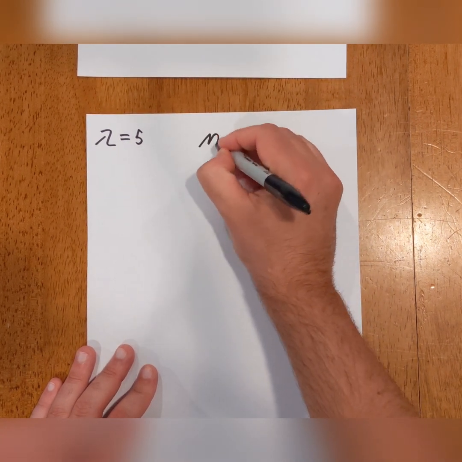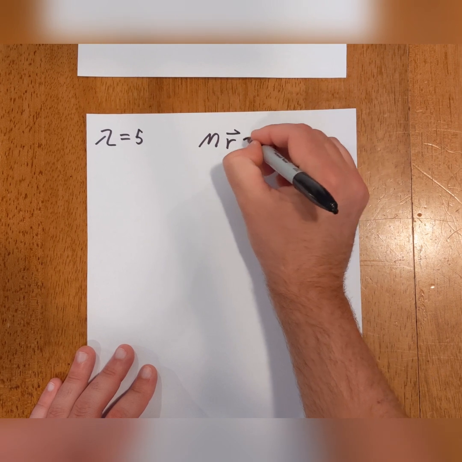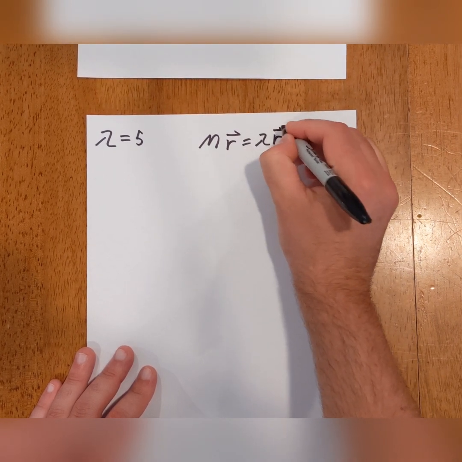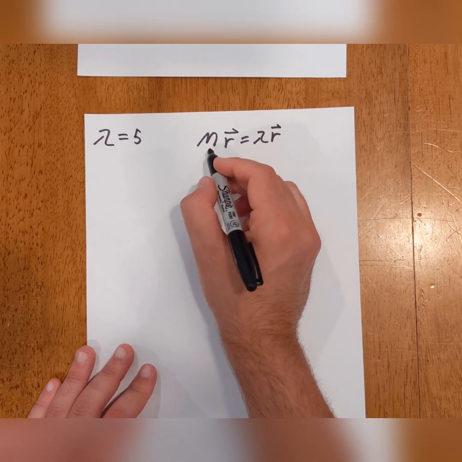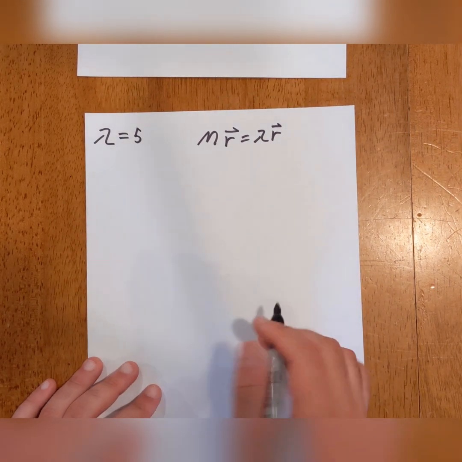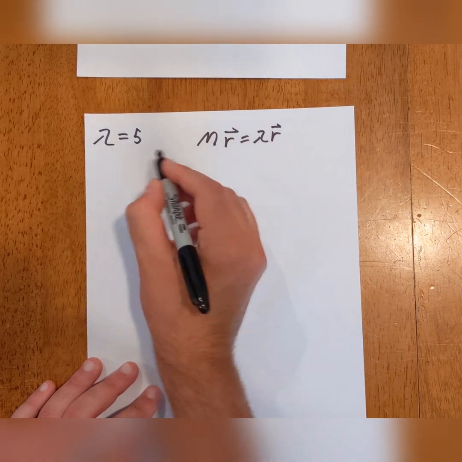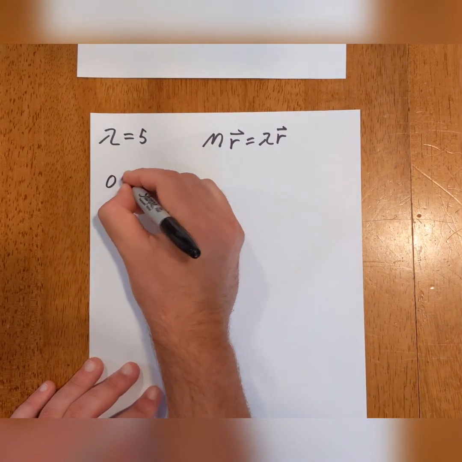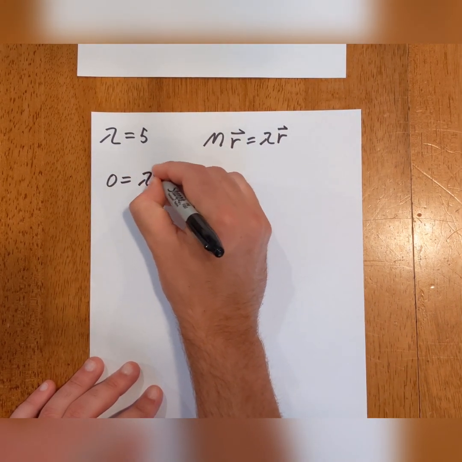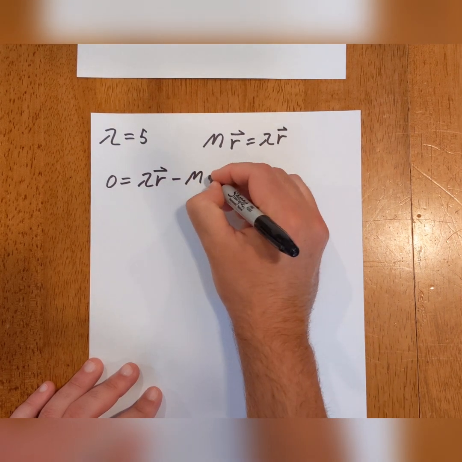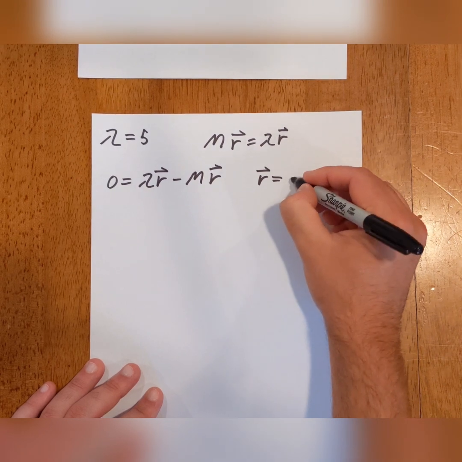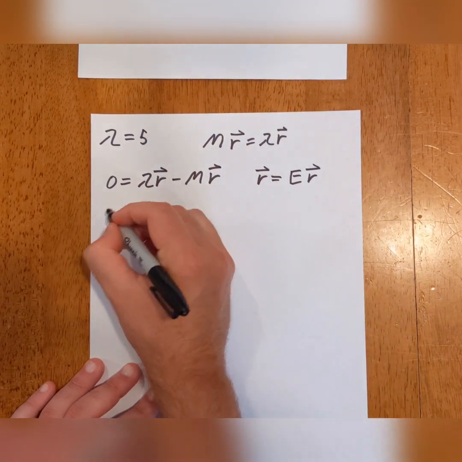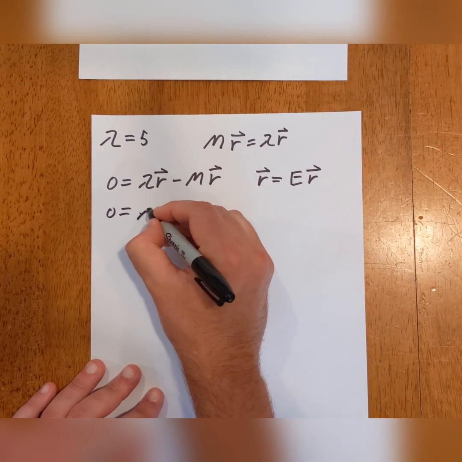We're going to use our identity, Mr is equal to lambda r, with r being the column vector, lambda being the eigenvalue, and m being the original matrix. So, using the same method, we're going to subtract mr from both sides. We're going to get 0 equals lambda r minus m times r. We're going to set r equal to our unit matrix times r. Then we're going to plug that back in here.